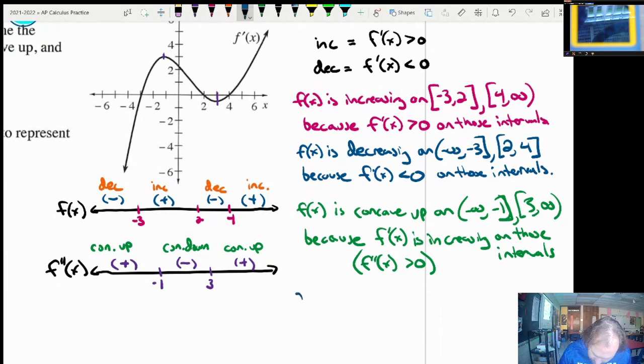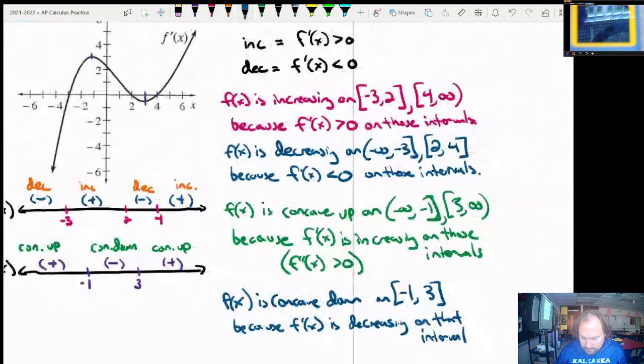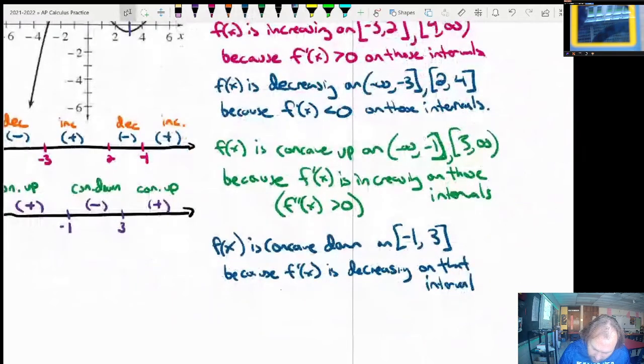Blue. F of x is concave down on the intervals, only one interval, from -1 to 3. And again, you could write either of those two phrases because f prime of x is decreasing on that interval. Oh, I'm writing over my face. Whoops. And again, alternatively, you could say because f double prime of x is less than 0.